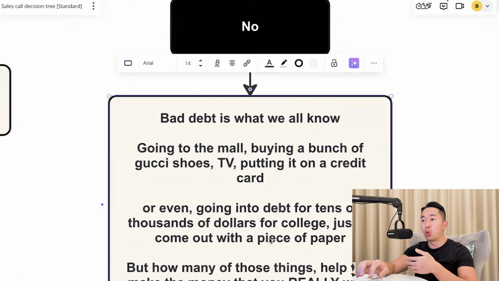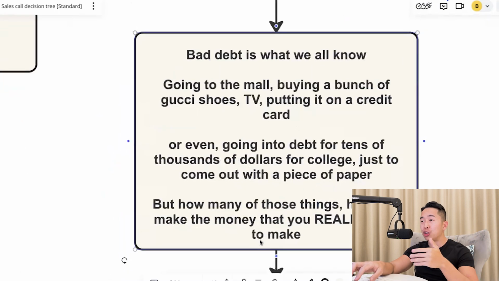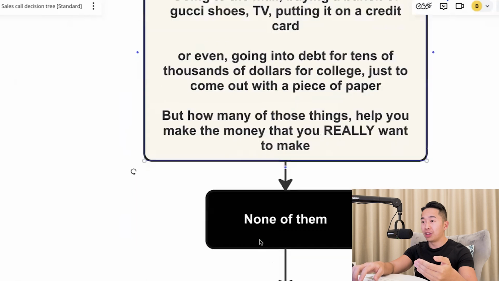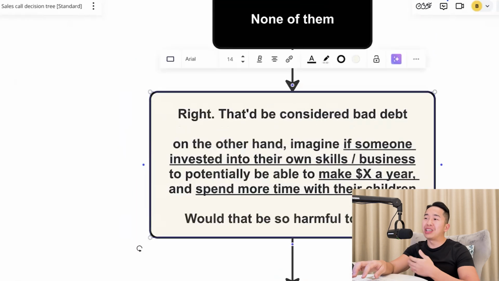So bad debt is what we all know. Going to the mall, buying a bunch of Gucci shoes, a TV, putting it on a credit card, or even going into debt for tens of thousands of dollars for college just to come out with a piece of paper that doesn't mean anything. But how many of those things help you make the money that you really want to make? And then you say, well, none of them. I don't even use my college degree. Right. So that would be considered bad debt.